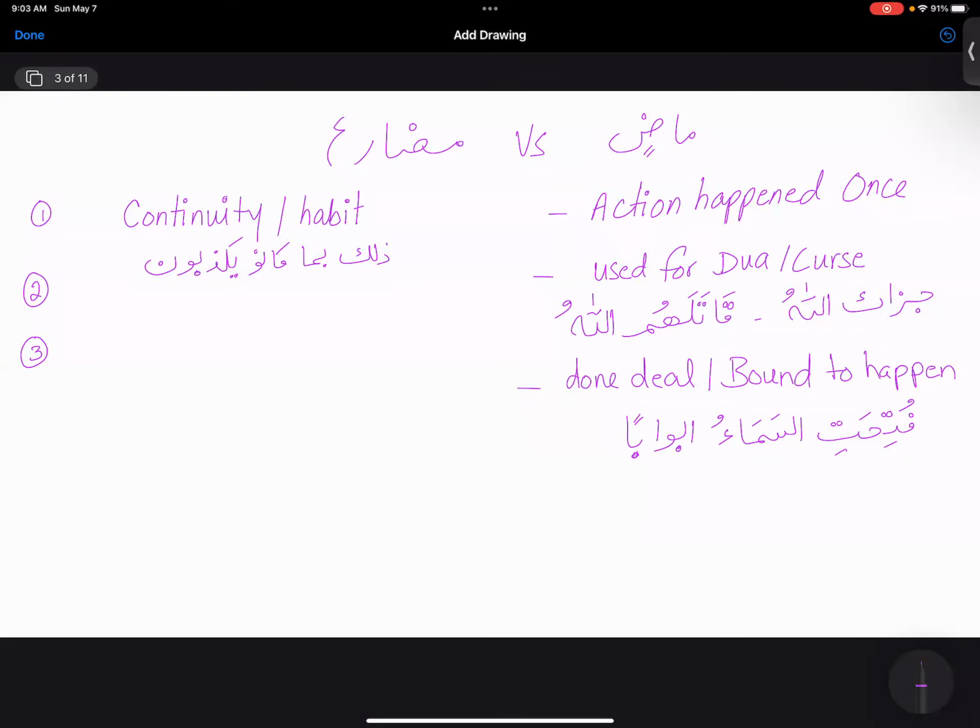So that is mudari'. But this is not the case with madi. Then we will see in the Quran that madi can be used for dua or even for a curse. The example we say is jazakallahu. So what is that? We are giving a dua. Jazakallahu khairan kathira. May Allah give you the best reward. So this is dua and jaza. What is jaza? Fi'l madi. Fa'iluhu. Where is the fa'il?